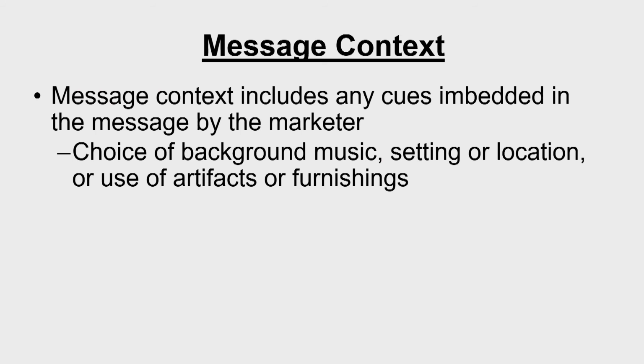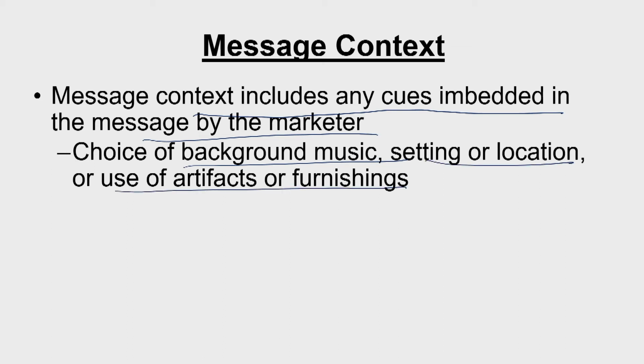Message context is another factor which affects the effectiveness of marketing communication. Message context includes any cues embedded into the message by the marketer. For example, background music, setting or location, and use of artifacts and furnishing. Music is another factor which is used by marketers for promoting their ad. Now, it has been known that music is only effective when people are not actually thinking of making a decision of buying the product.